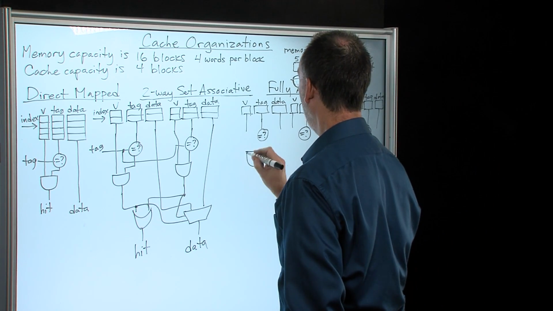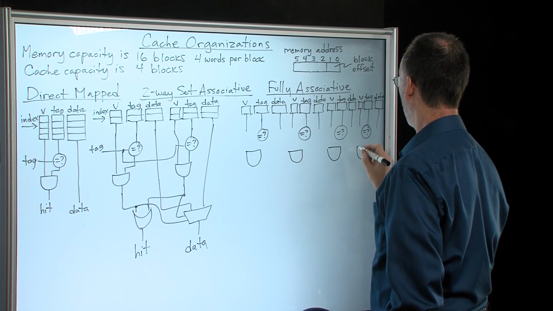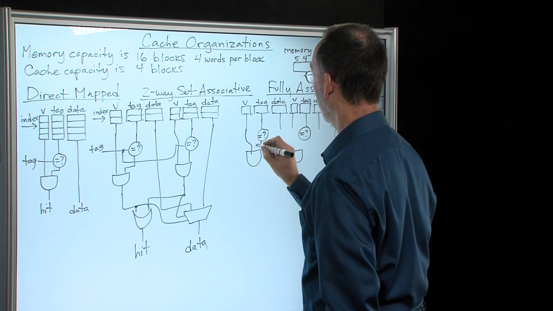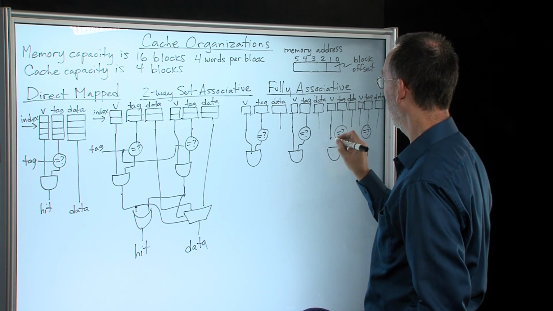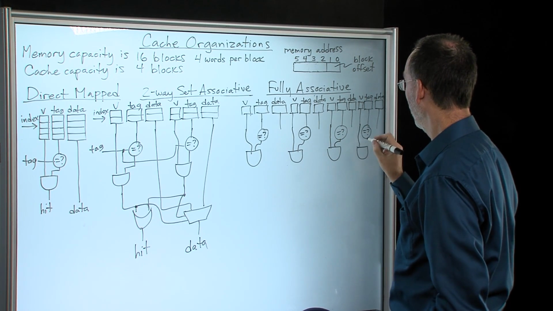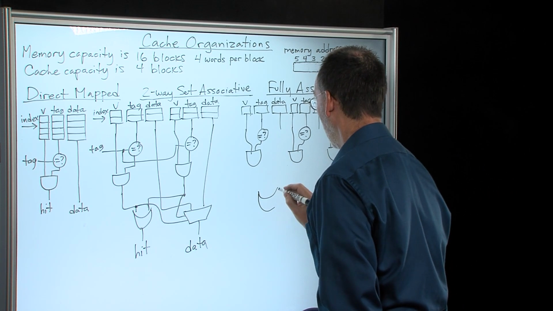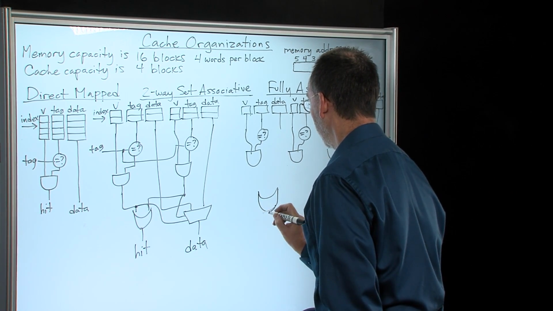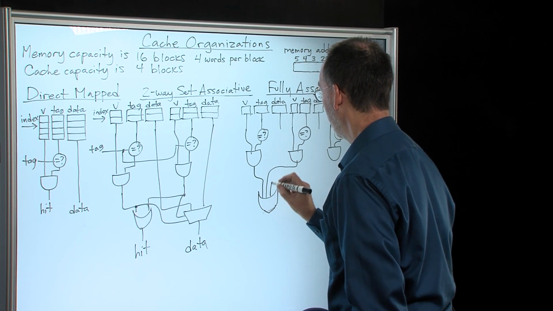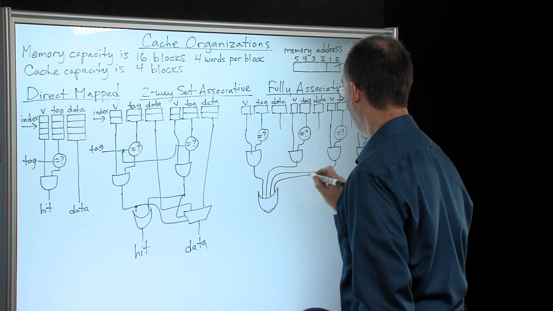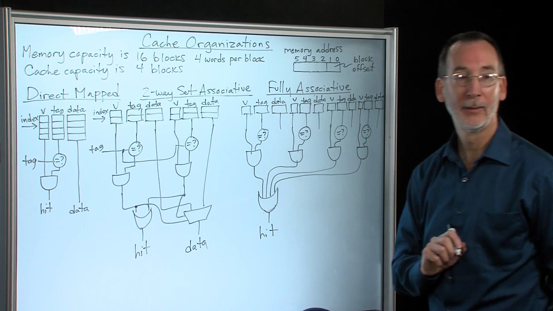And then we need to have 4 AND gates. So we take our tag comparator result and our valid bit, and we do all of these ANDs. And now we need a wider OR gate to collect all of these possible hit signals. And this tells us whether we have a hit.